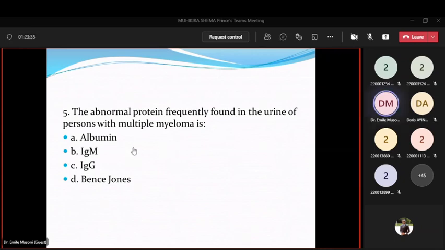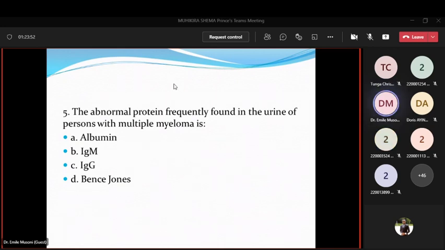Who can give us another answer? I think it is Bence Jones. The answer is D. Bence Jones proteins in urine.